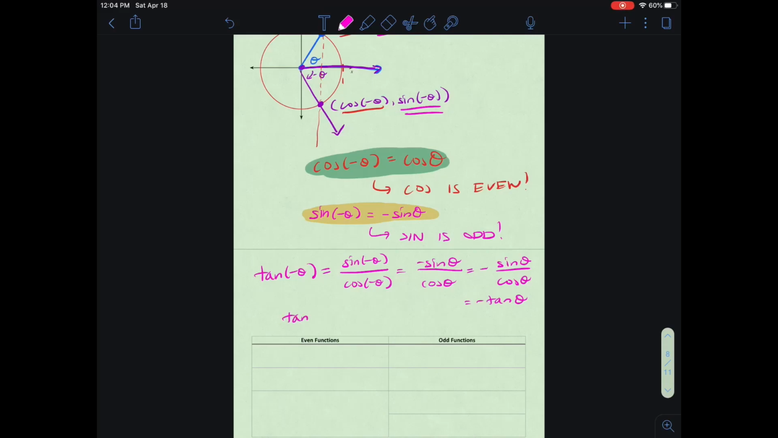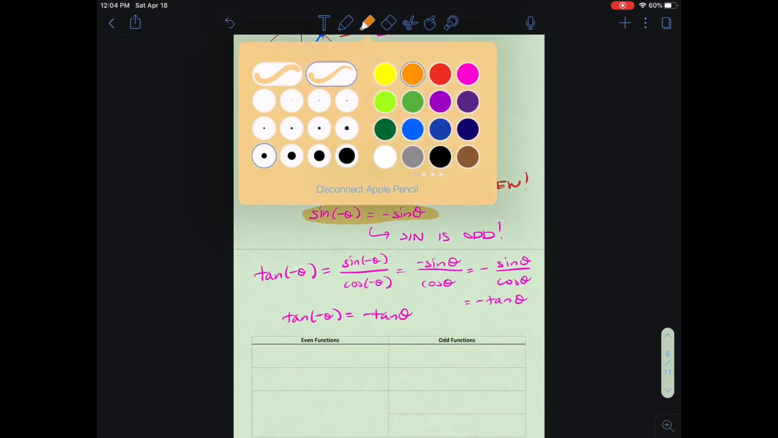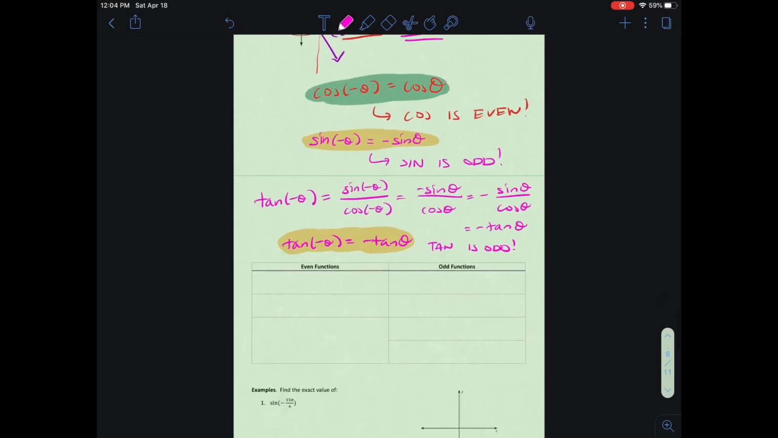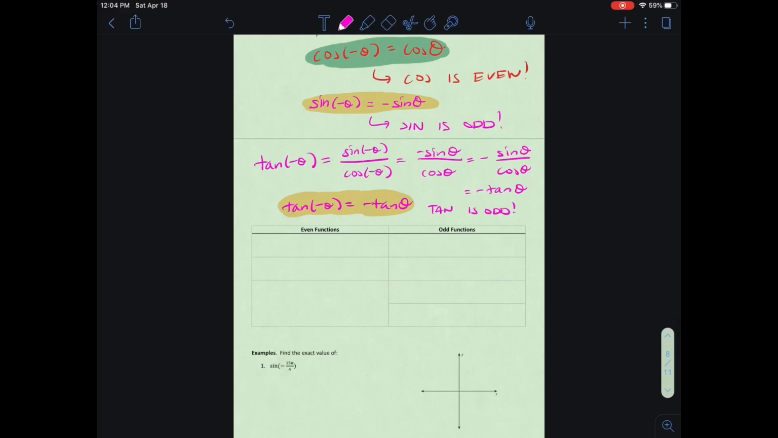So all we did right now was show that tangent of negative theta equals negative tangent of theta. And hopefully, if you see something like this, it will remind you of an odd function. So this tells me that tangent is odd as well. And you could do something similar to the cosecant, secant, and cotangent functions to see whether they're even or odd. But let's fill out this chart here.